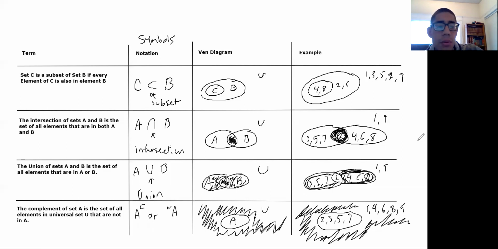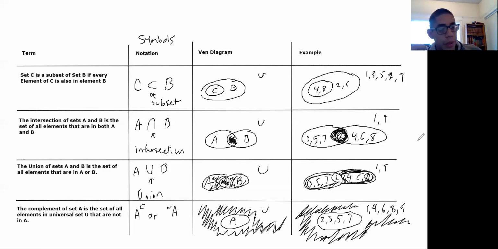Okay, so to recap, intersection just means what do the sets have in common? What numbers do they share? In this case, they share 2 because 2 is inside of set A, it's also inside of set B.